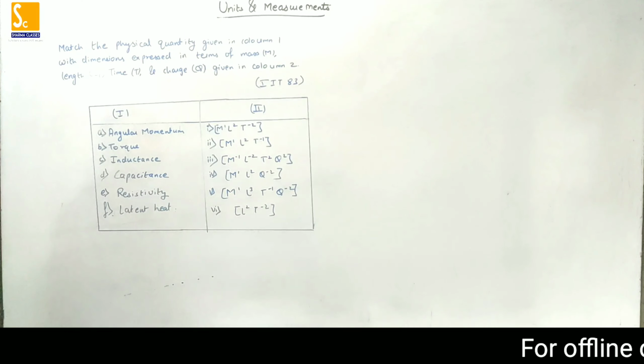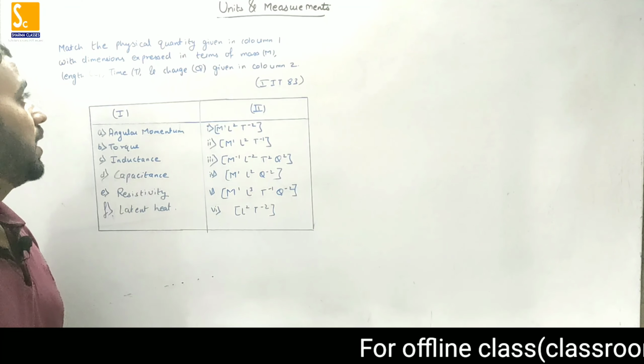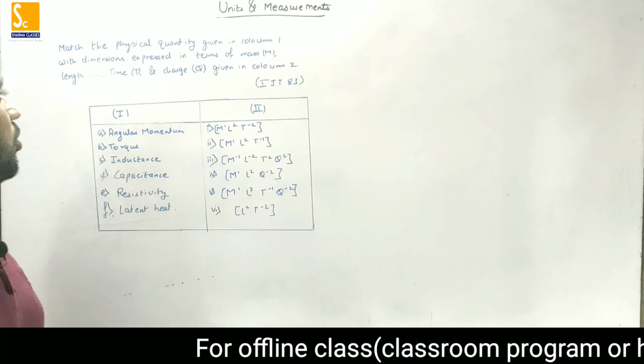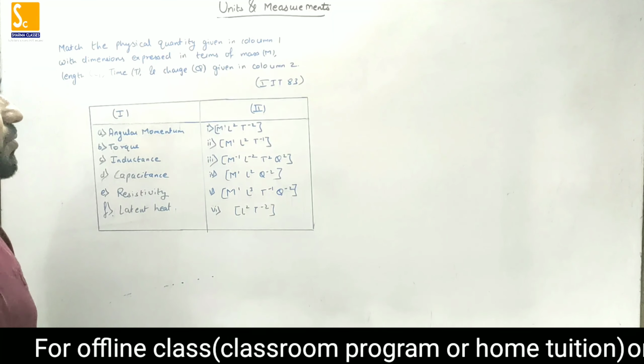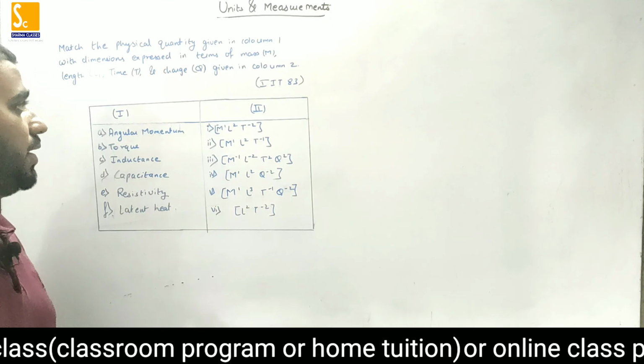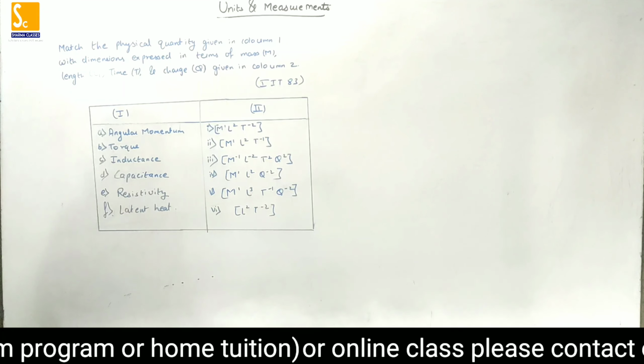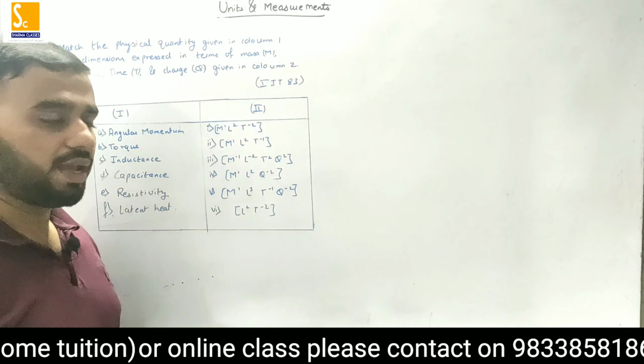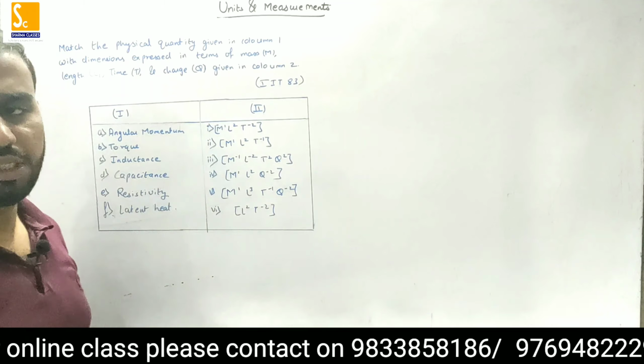Another problem for JEE. Match the physical quantity given in column 1 with dimensions expressed in terms of mass, length, time and charge given in column 2. Okay, means we want to match the given physical quantity with the dimensions.